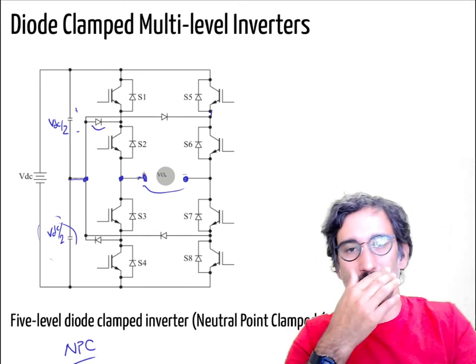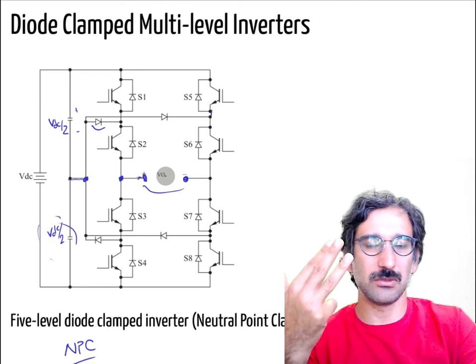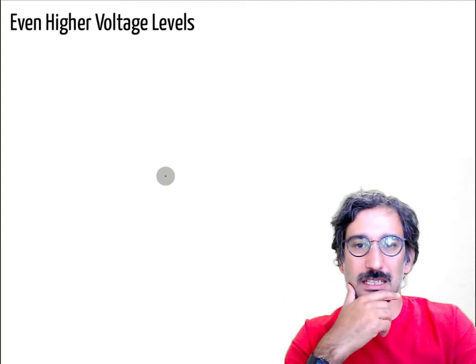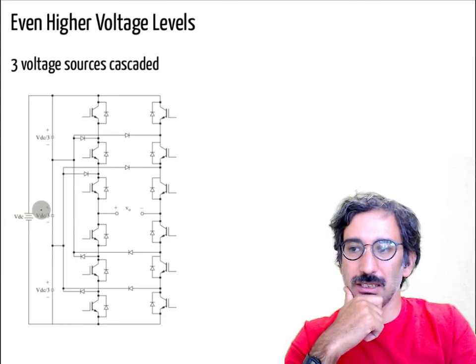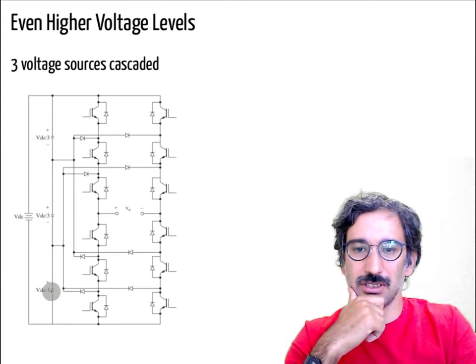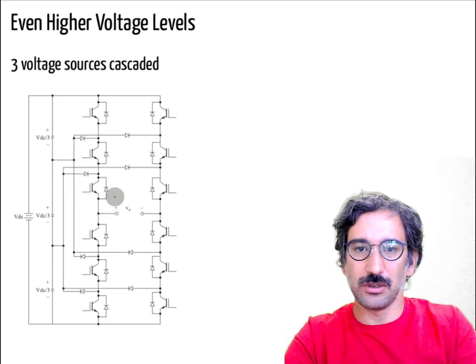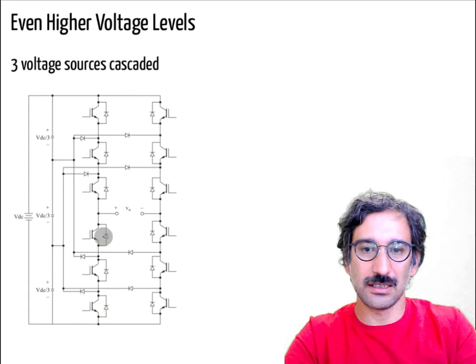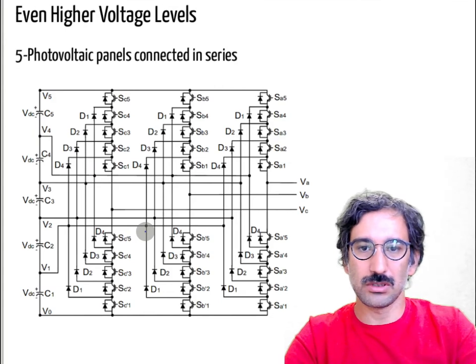So there are like 5 levels, right? VDC over 2, 0, minus VDC over 2, minus VDC. And again, you can generate even higher voltage levels. Here you have divided your source voltage with three capacitors, and the idea is the same. Instead of connecting 2 transistors in series, now you have 3 transistors in series. So I think you can work that out yourself.